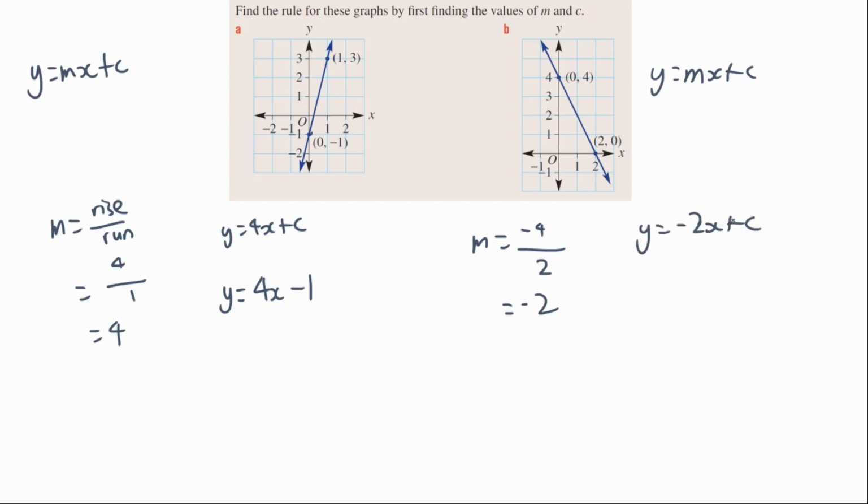Now we need to find c. So that's the y-intercept. So that's where the graph, or that line, crosses the y-axis. And that's at 4 there. So our y-intercept is (0, 4). So we know the equation is going to be y equals negative 2x plus 4.